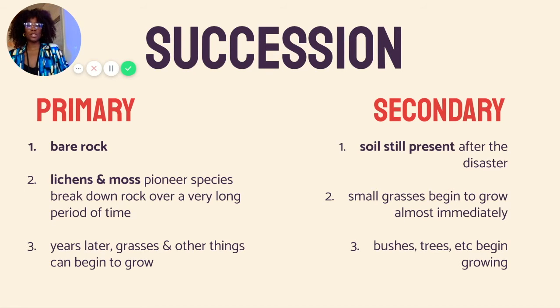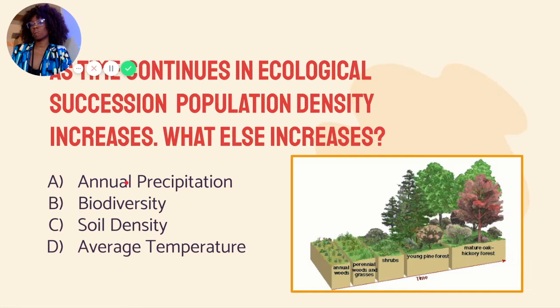Then we have another type of succession that's called secondary succession. Soil is still present in secondary succession after the disaster. Remember those S's, right? Soil still, secondary. That's how you can remember that very easily. Small grasses begin to grow almost immediately, and then bushes, trees, etc. can begin growing after that. So which one do you think is faster? Secondary succession is definitely going to be faster because soil is still present, right? Versus primary succession is going to take longer because that lichen and moss has to break down the rock.